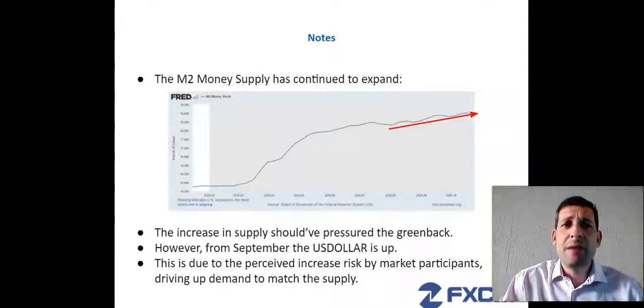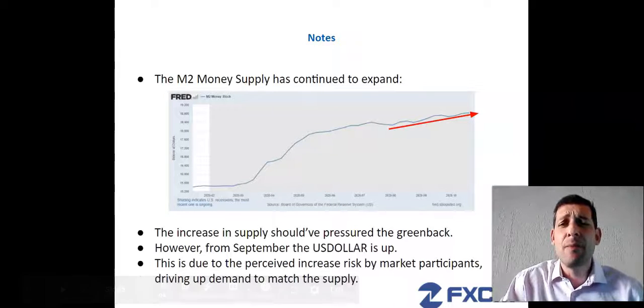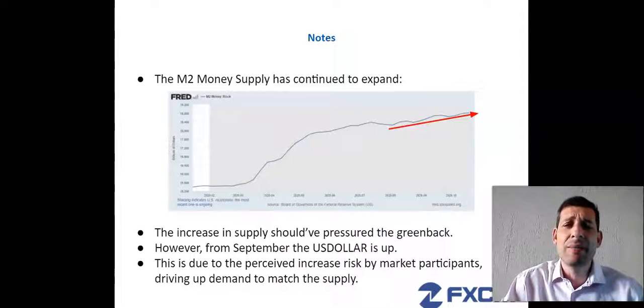Now, we note that M2 money supply has continued to expand. You can see the positive gradient of this red arrow. This theoretically should pressure the greenback. An increase in supply should pressure the greenback, but that hasn't been the case. Since September, the US dollar is actually up.